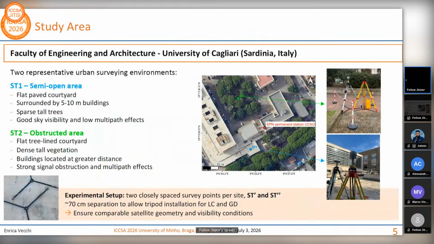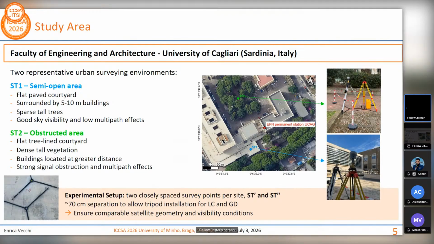Coming to our study area, we performed our tests in the Faculty of Engineering and Architecture of the University of Cagliari. As I said, we selected two scenarios, a semi-open area named ST1 and an obstructed area named ST2. The first one is an area where we have surrounding buildings, but only sparse tall trees. So we have quite good sky visibility. While in ST2, we have very dense tall vegetation and buildings at a greater distance.